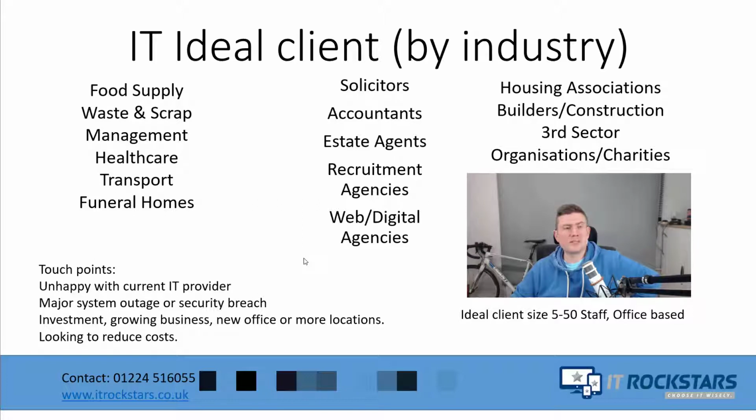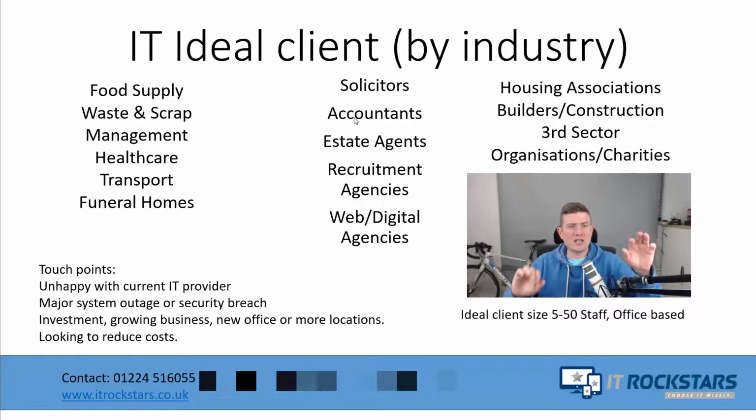But I've split it up into industry, and the hot ones, I would say, are in this middle column here. The middle column I find are the best types of industries to work with if you're a managed service provider. Solicitors, accountants, estate agents, recruitment agencies, they're all great. The web digital agencies, maybe not so much. They're usually a bit penny pinchers, but usually solicitors or lawyers for the US audience and accountants, they're usually great ones to work with. And the same with recruitment agents as well. So they are the top of my pick.